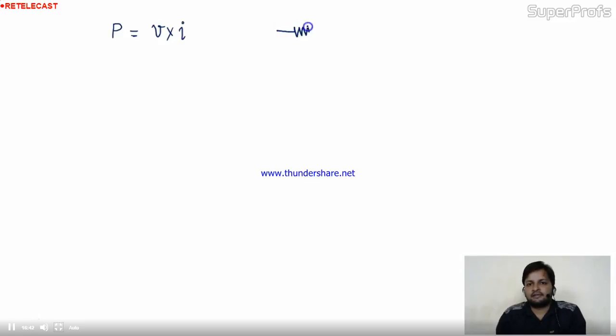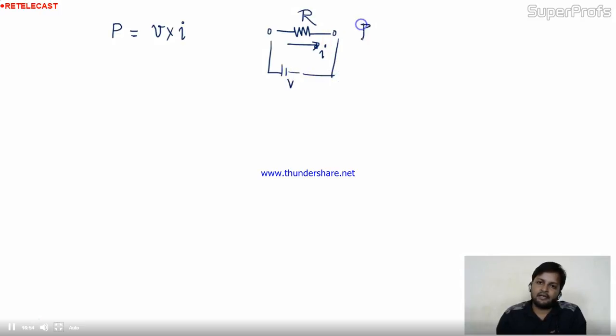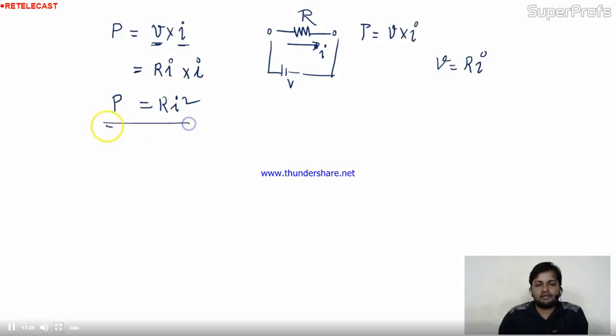In a resistance, suppose the current I is flowing and terminal voltage is V, then the power absorbed by R is nothing but V into I. Okay? In other words, what is V by Ohm's law? By Ohm's law, V equal to RI. Is it correct? So can I replace V by RI? Yes, I can. RI into I is already existing. So power is nothing but I square R.